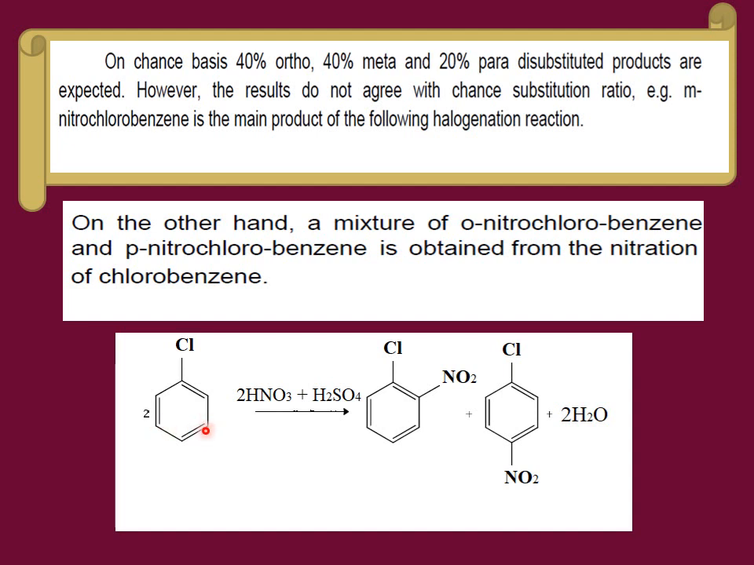Now students, when an experiment was made, the main product was not according to this ratio. You can see a mixture of ortho-nitrochlorobenzene and para-nitrochlorobenzene is obtained from nitration of chlorobenzene. And you cannot see any substitution on the meta position.